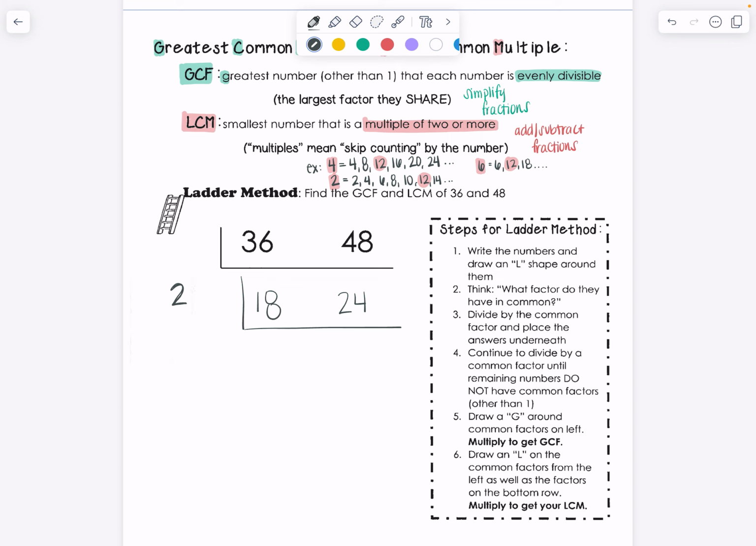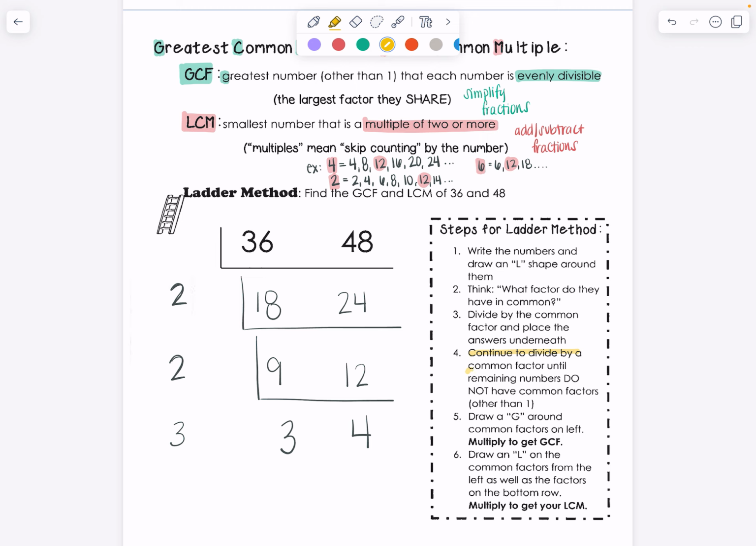18 and 24 also have a 2 in common. 18 divided by 2 gives me 9, and 24 divided by 2 gives me 12. Now 9 and 12 aren't both even, so I can't say they have a 2 in common, but they do both have a 3 in common. So now I'm going to divide that. 9 divided by 3 gives me 3, and 12 divided by 3 gives me 4. Now I am done, so let me highlight this step.